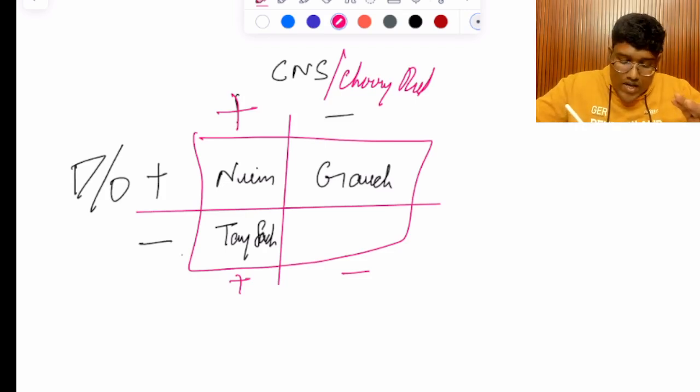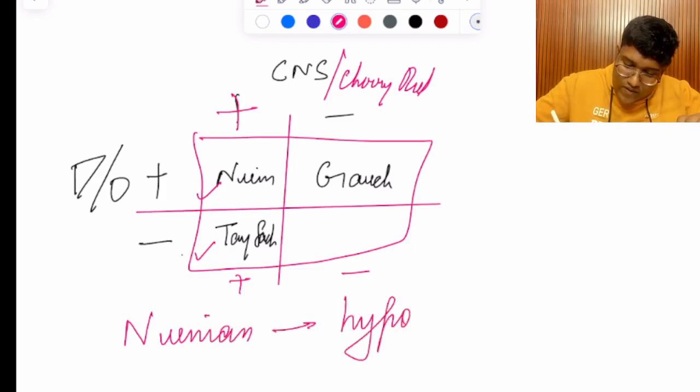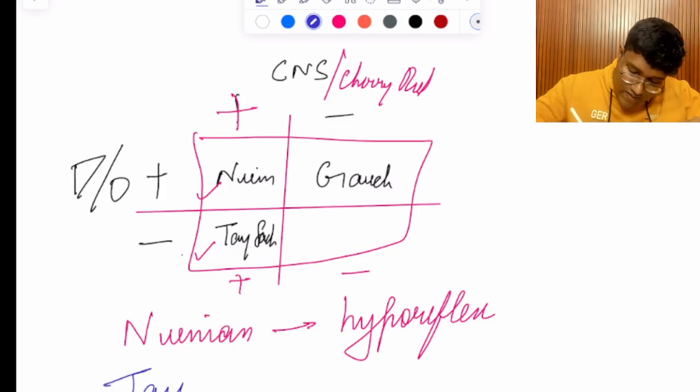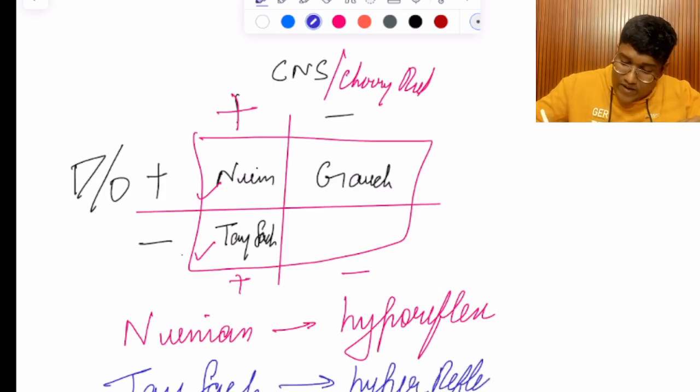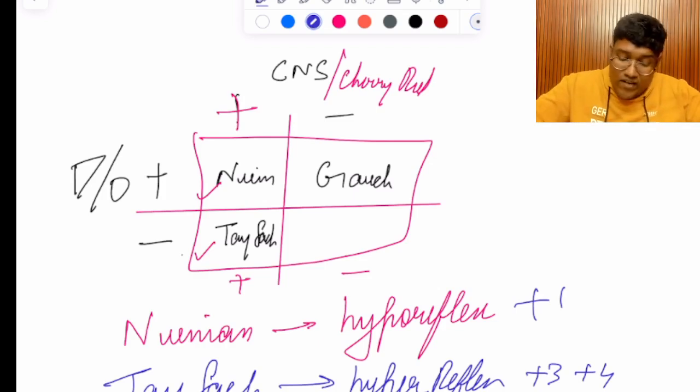Now, if the question is talking about Tay-Sachs or Niemann-Pick, but not saying anything about hepatosplenomegaly, how will I differentiate with the CNS symptoms? It's very simple. Just remember N, that is Niemann-Pick. Niemann-Pick is hyporeflexia. They'll have low reflexes, less than 2. But Tay-Sachs is going to have hyperreflexia, either +3 or +4. +2 is normal, so these guys will have +1. So this is how we will differentiate. If someone says hyporeflexia, Niemann-Pick. If someone says hyperreflexia, Tay-Sachs. Besides that, this box will do your job.